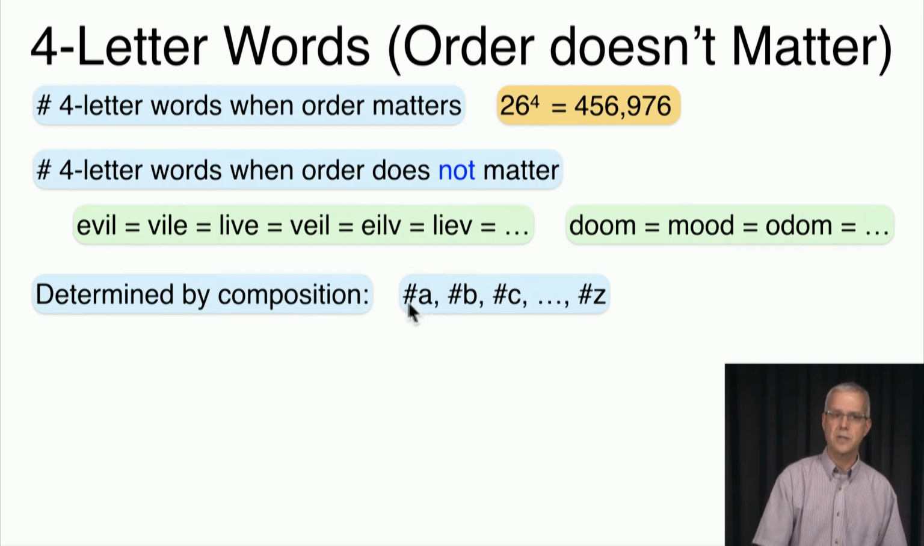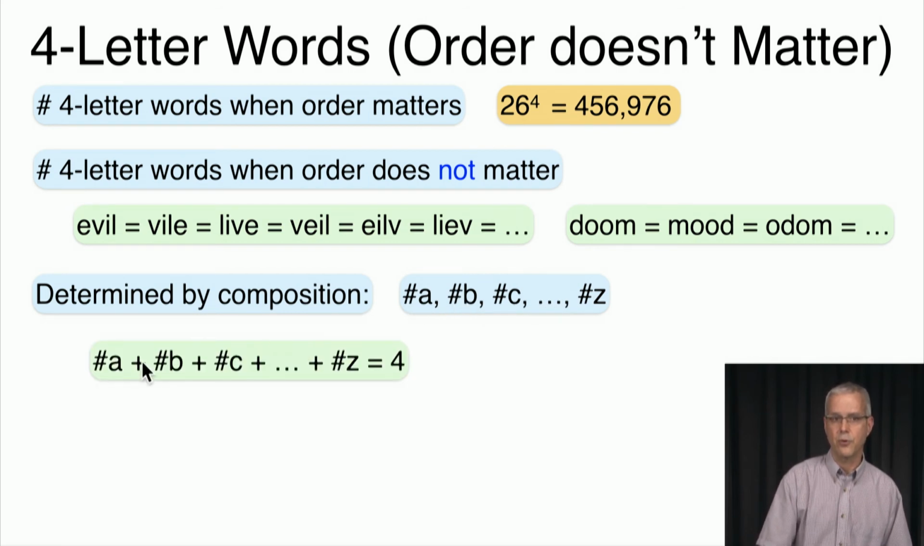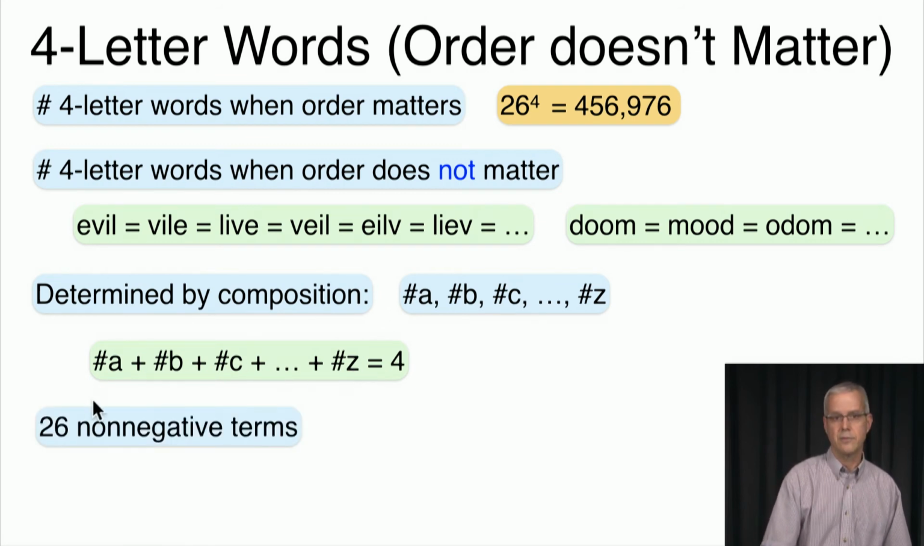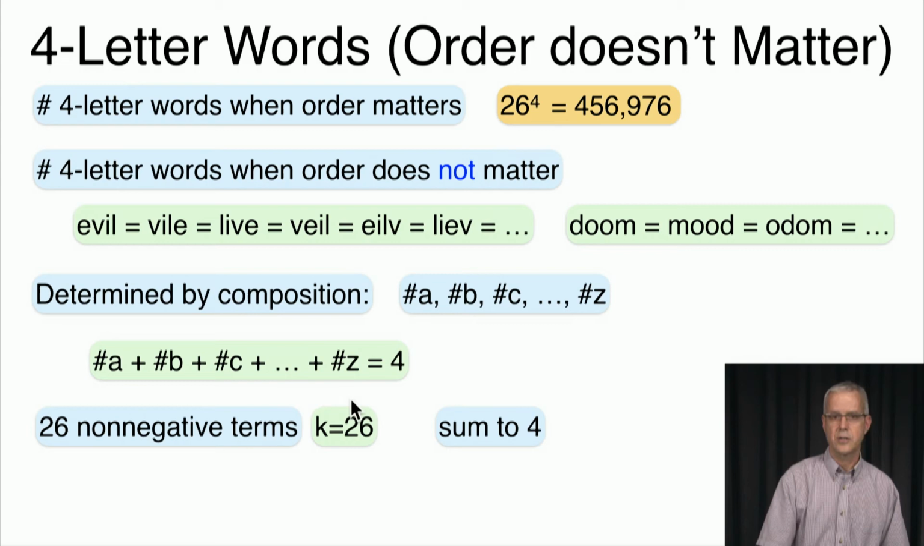So what we really want to see is how many such compositions we have, how many ways we can decide on the number of A's, the number of B's, and so on, such that together they sum to 4, because the length of the sequence we want is 4. So the number of four-letter words when the order does not matter is the number of ways to select the number of A's, B's, C's, and so on, so that they sum to 4. What we have here is just 26 non-negative terms corresponding to the letters. So k is 26 in our terminology, and they sum to 4, the length. So n is equal to 4.